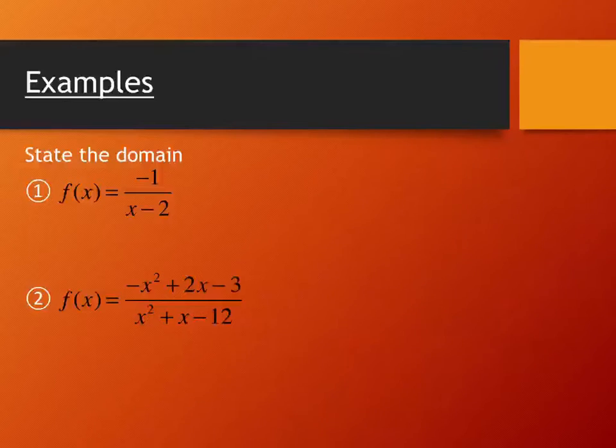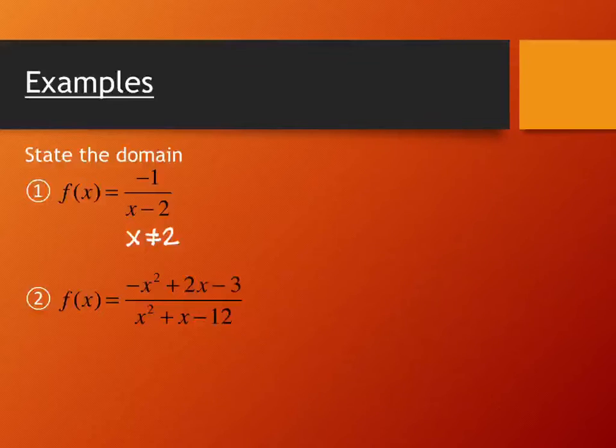In particular with rational functions, what we're looking for is locations where the denominator could be 0, because we cannot divide by the number 0. So if I were to look at this particular function, -1 over x minus 2, what x value could I not have? 2, right? x cannot be 2, because it'd make the denominator 0.